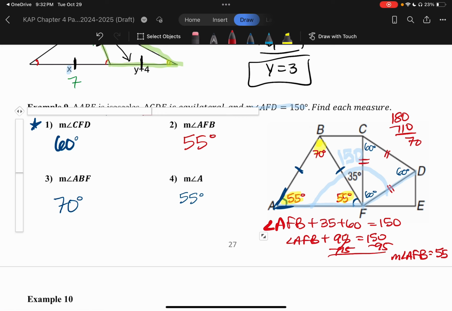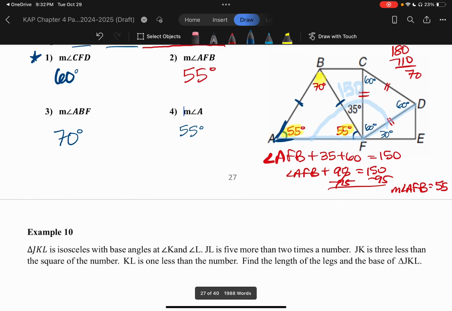Could I fill out more information in the picture? Sure, but for time's sake, we're going to keep going. The only easy one that I'm going to fill out here really quickly is that this angle right here would be 30 degrees. Look at the blue highlighted part. If that's 150, then it would form a linear pair with the 30 degrees. All right, but let's go ahead and finish up here with the last example.